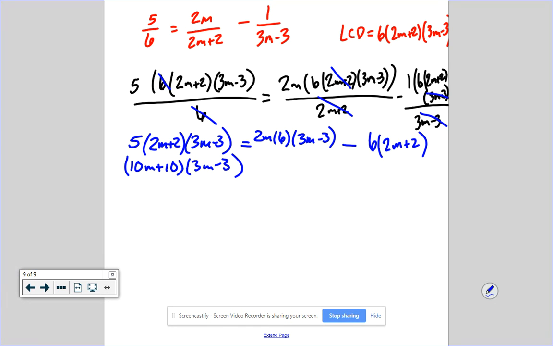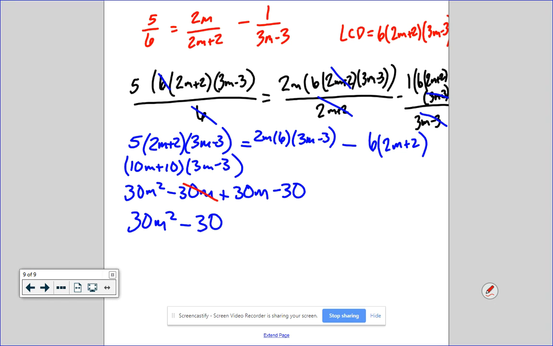So if I FOIL, I get 30m squared. First times first. Outside, negative 30m. Inside, 30m. Last, negative 30. What's going to cancel? The 30m squared plus the 30m. So the middle cancels, so I just have that left on the left. So that's the left side.